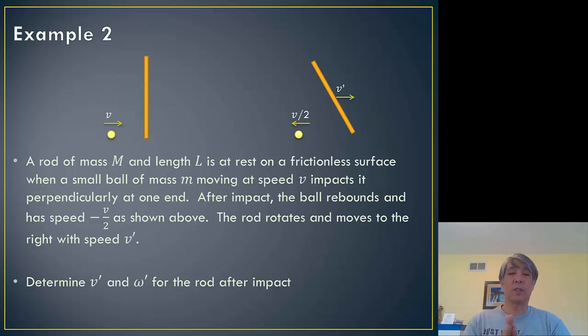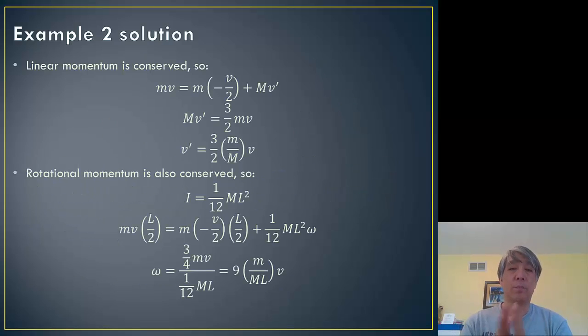Here's a similar problem, except in this case I got rid of the axle. Because I got rid of the axle, there's no external force from a linear perspective either. In this case the ball's going to bounce backwards, and the rod's going to keep moving at some v prime that we have to find. We have to find v prime and omega prime after it's hit. Because I have no external force in this case, I can do both linear momentum conservation and rotational momentum conservation. When I do that, I end up with these answers here.